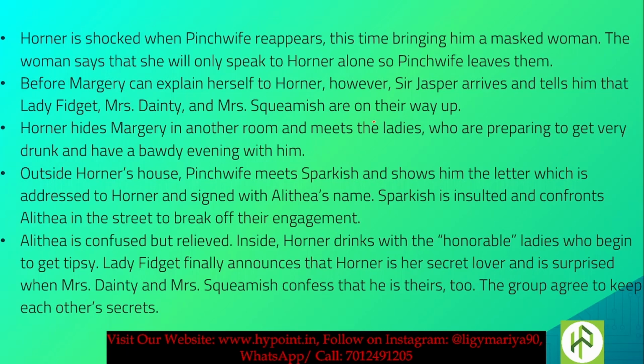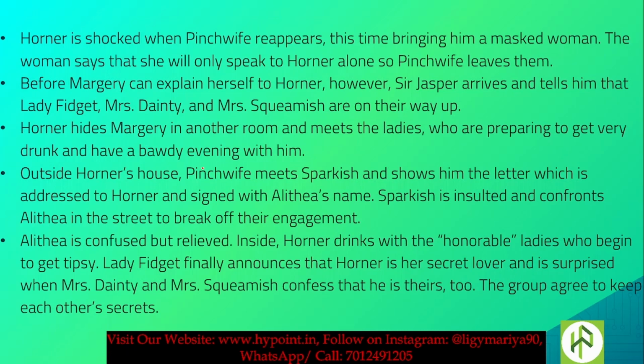So he cannot lose these three ladies. He wanted to have relationships with as many women as he could. So Honor hides Marjorie in another room and meets these three ladies, who are preparing to get very drunk and have a bawdy evening with him. Everybody knows that Honor is not actually important, but Sir Jasper is unaware of that. So Honor is there and the three ladies are there. They are prepared to have a drunken night and a bawdy, sexual evening with him.